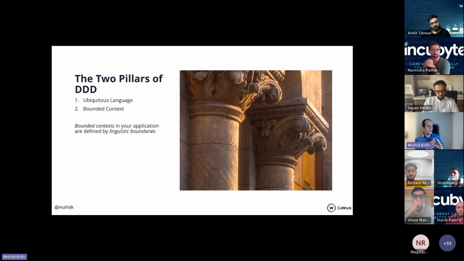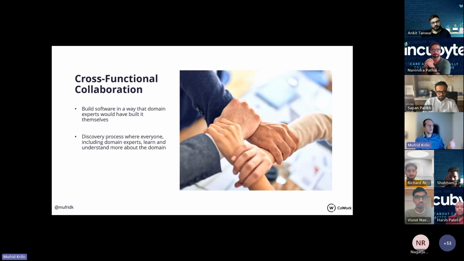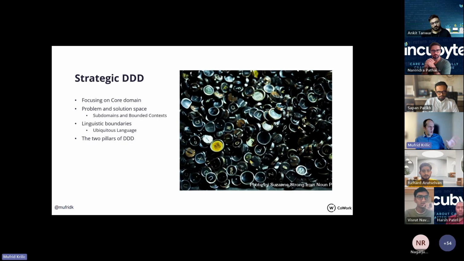So you establish boundaries in your application by using linguistic boundaries. And to achieve this, you need cross-functional collaboration with domain experts. You want to build the software in a way that domain experts would have built it themselves had they been software developers. You want to really understand the mental model of the domain experts. Okay, so this is strategic domain-driven design. What is your core domain? What distinguishes you from your competitors? Approach problem and solution space differently, which I'll show an example of in a minute, and use linguistic boundaries.